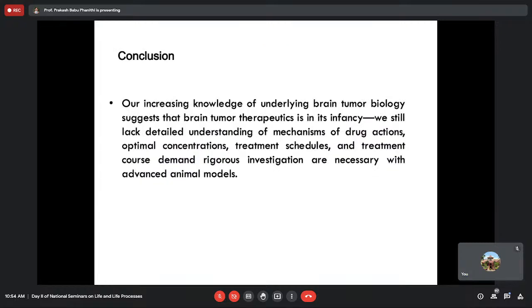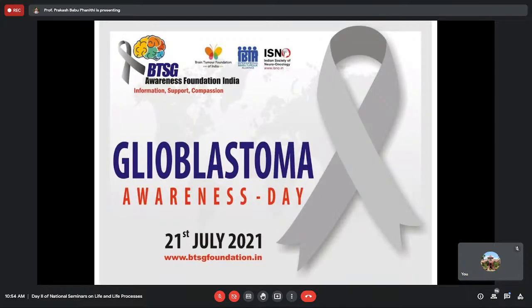Now, in our conclusion, though we are able to show some drugs that can control the tumor, further studies are essential to take this to the next level. This is preclinical work, and it has to go through a few more stages before the final stage. Incidentally, tomorrow is Glioblastoma Awareness Day, so I have chosen this topic to present the little that our lab has done and published over the last several years.